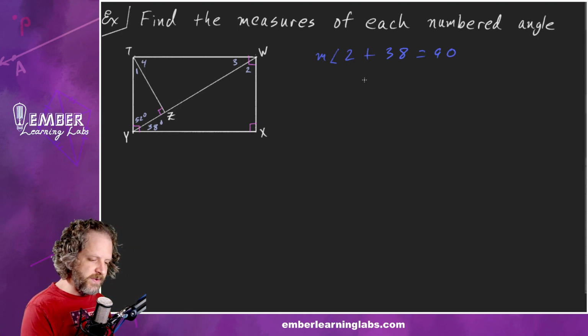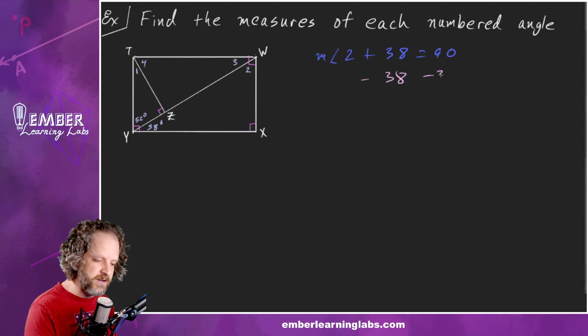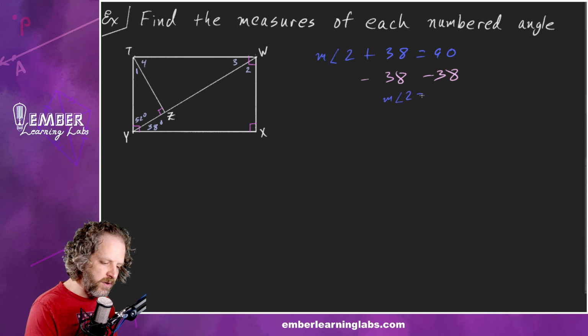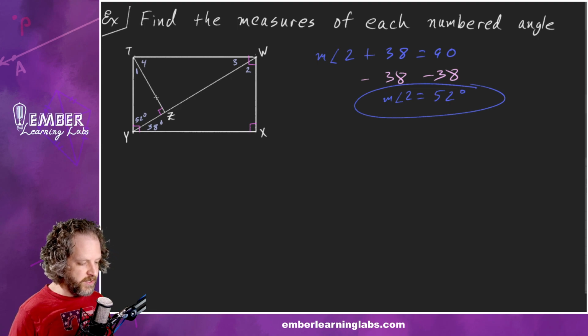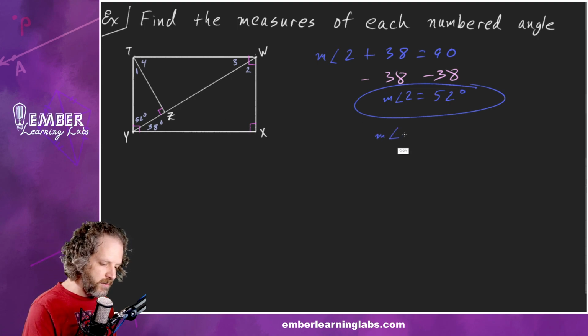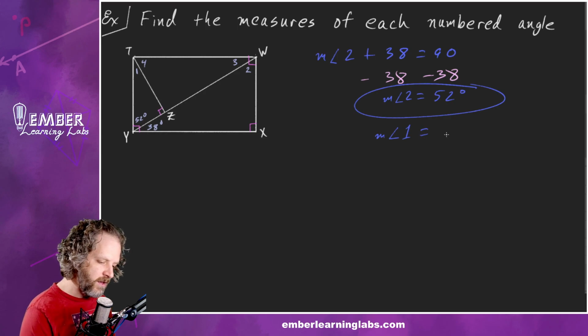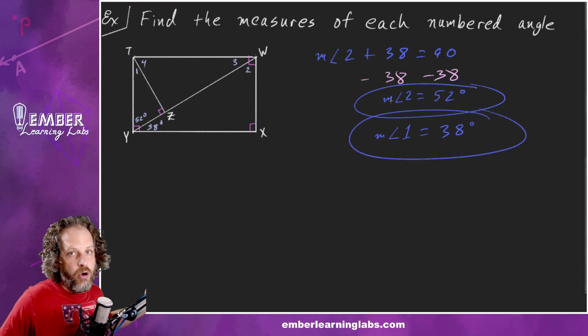So this one's really easy to solve. We just have to subtract 38 on both sides. Minus 38, minus 38. So that means that the measure of angle 2 equals 52 degrees. Look, that one's also a right triangle, which means that we can just say that the measure of angle 1 is 38 degrees. We just rewind the tape because it's got to be the same. Since this one's 52 degrees, that one's 38 degrees. Easy peasy. No big deal.